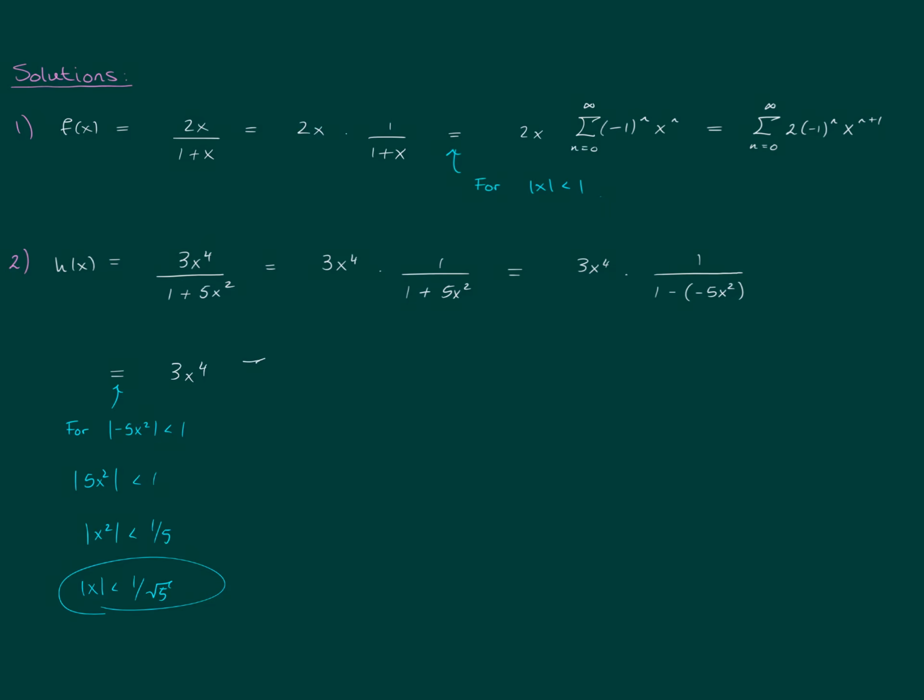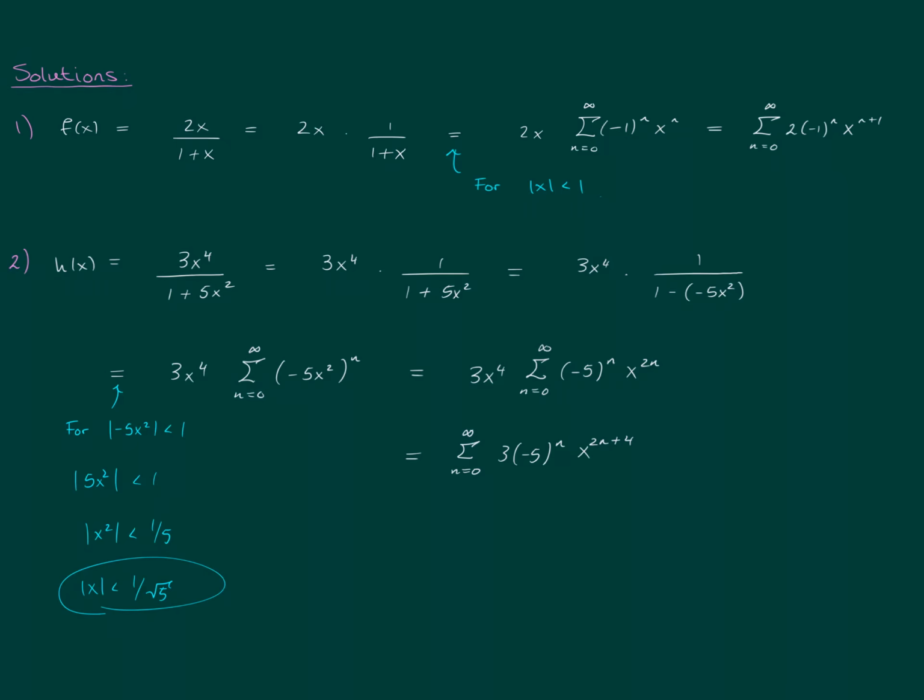So 3x to the 4 times the geometric series in minus 5x squared equals x to the 4, sum, n equals 0 to infinity, separate out the minus 5, and x to the 2 to the n is just x to the 2n. Now bring in the 3 and the x to the 4. We get 3 times minus 5 to the n, x to the 2n plus 4.